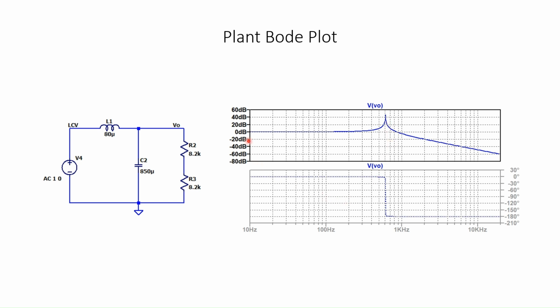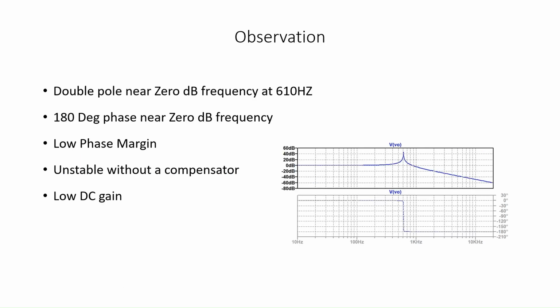And as we have already seen, the magnitude will be 0 dB at frequencies far less than the corner frequency, and after the corner frequency, the magnitude will fall at 40 dB per decade. The phase will be 0 at frequencies far less than the corner frequency. At the corner frequency, the phase goes from 0 to minus 180. So these are the observations about the plant.